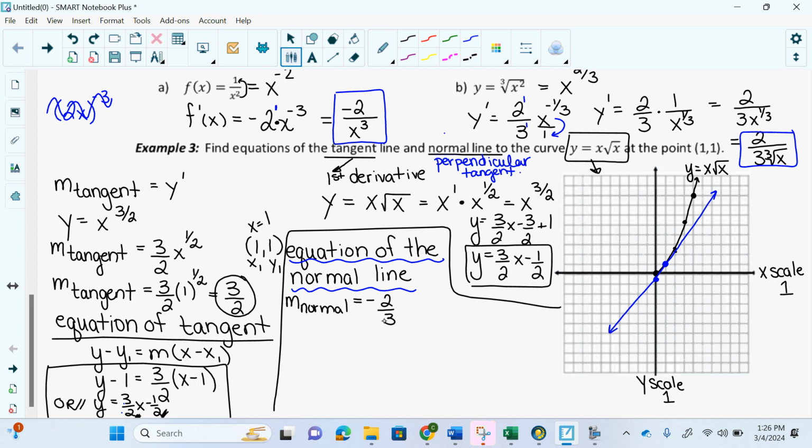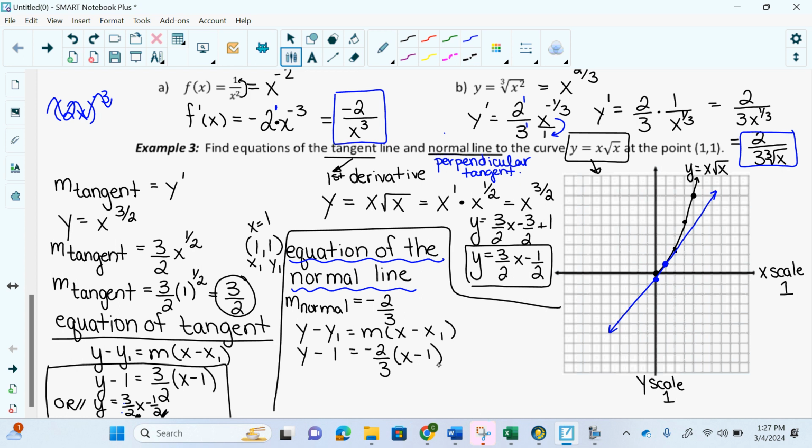It's so much easier. So, we need the equation of the normal. So we're finding the equation. So we do y minus y1 equals m times x minus x1. Same coordinate, correct? The coordinate didn't change. So we're going to do y minus 1 equals -2/3 times x minus 1. And if I just want an equation, you can be done, correct?